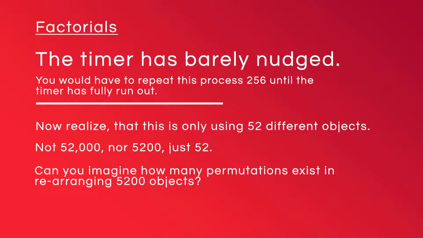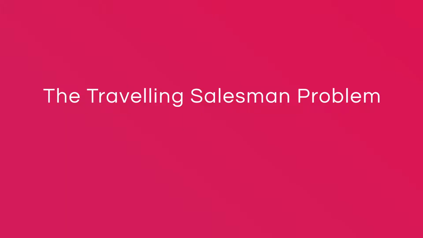It would be so much bigger. You just can't even imagine how big that number would be. Or can you imagine how many permutations exist in rearranging 5,200 objects? So now we're ready for the traveling salesman problem.